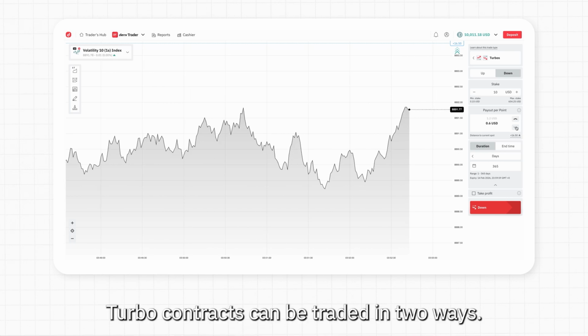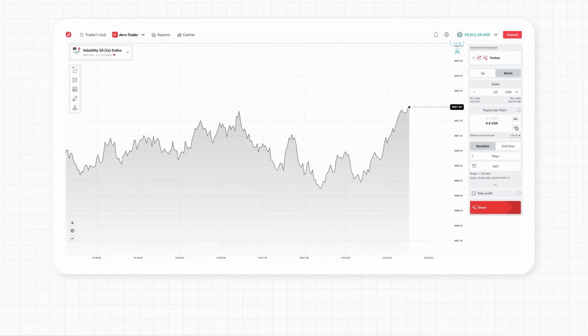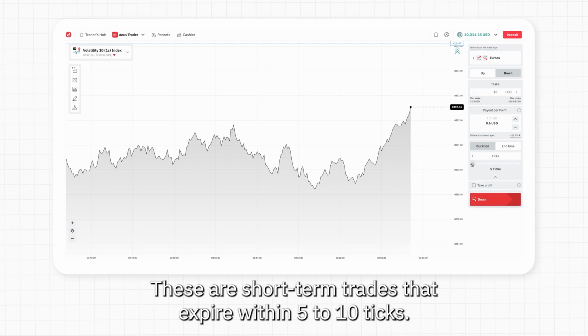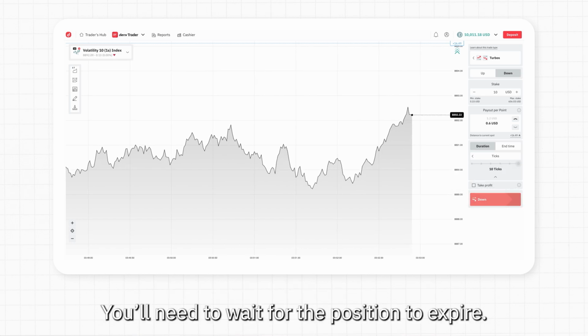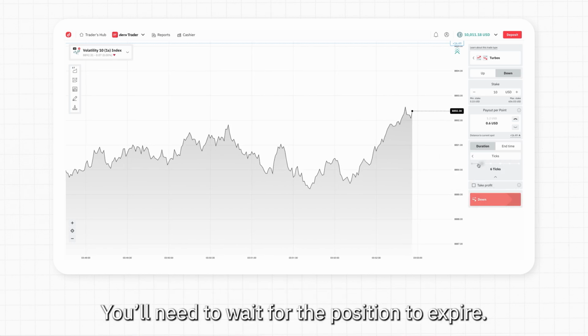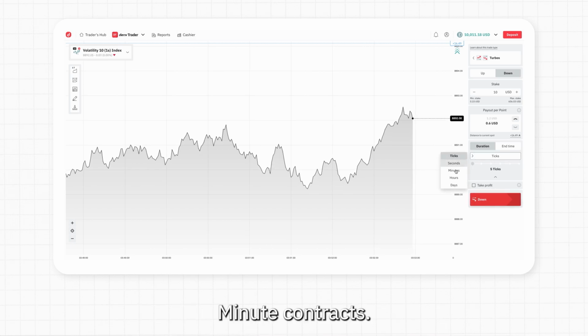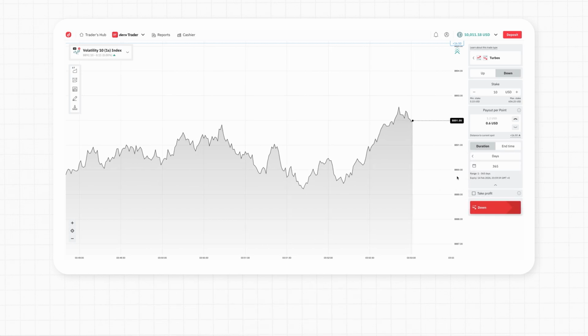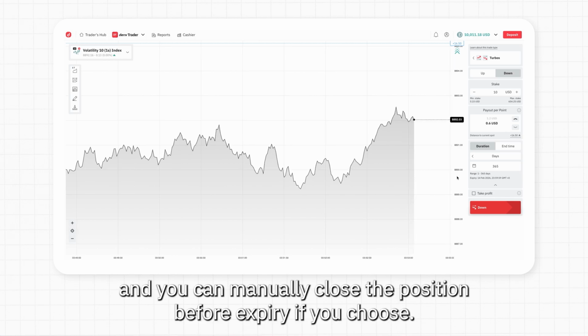Turbo contracts can be traded in two ways. Tick contracts. These are short-term trades that expire within 5 to 10 ticks. You'll need to wait for the position to expire. Minute contracts. These can last anywhere from 15 seconds to several days, and you can manually close the position before expiry if you choose.